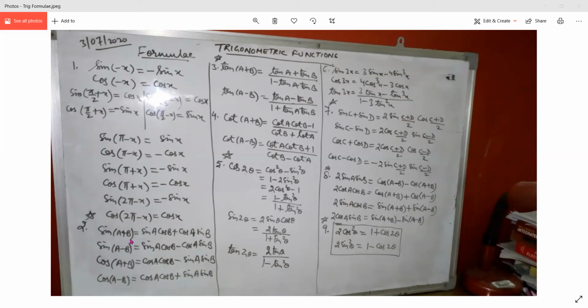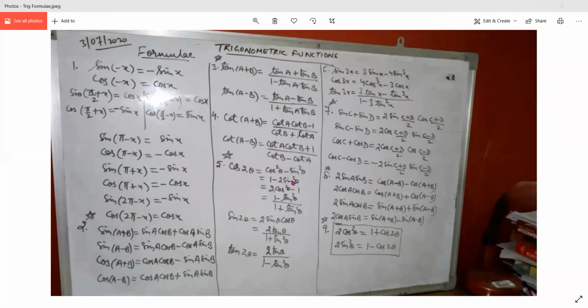Again, these are the mostly used formulas. Second set that I have given, third set that I have given, that is tan a plus b, tan a minus b. Then we come to the fifth one, that is cos 2 theta. Very important formula of cos 2 theta, cos square theta minus sin square theta. It can be written in four forms.